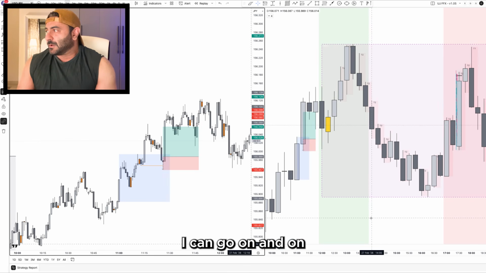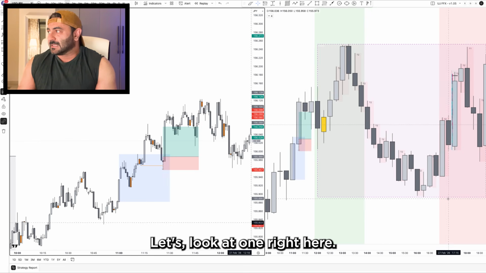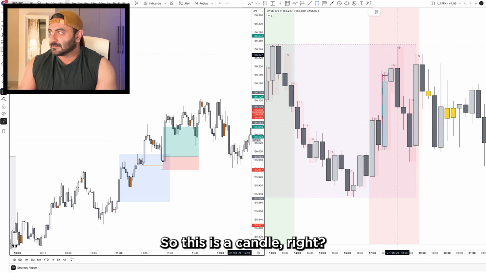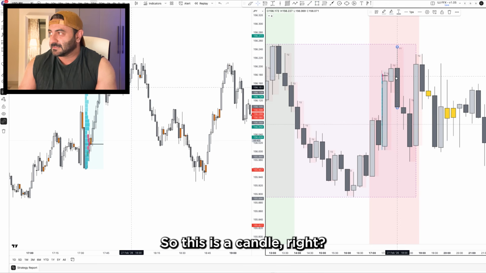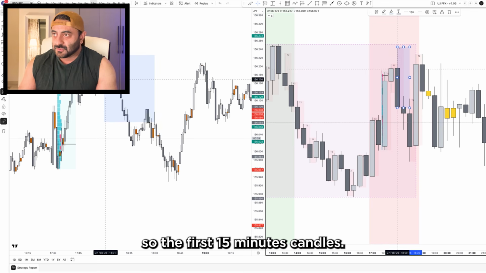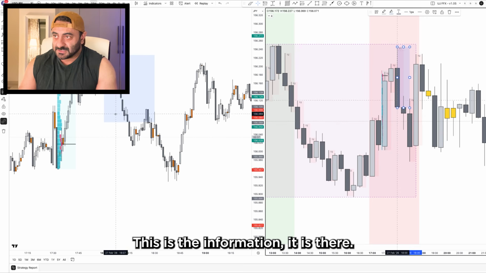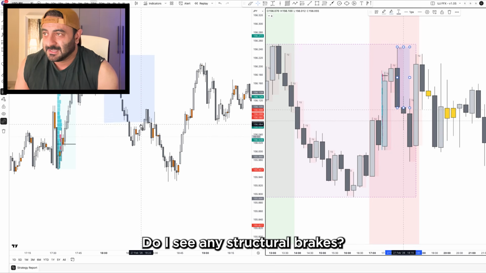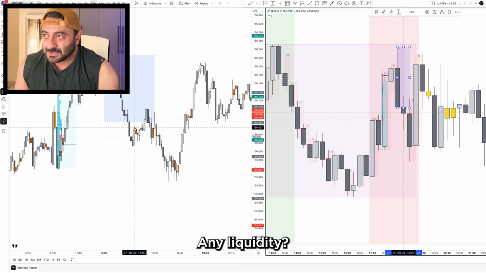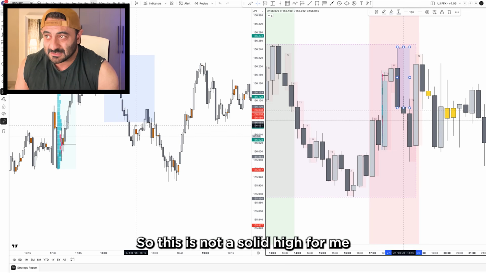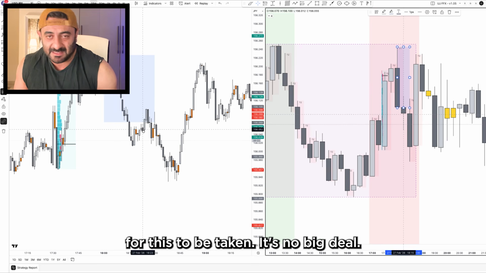I can go on and give you multiple examples. Let's look at one right here. So this is a candle, right? There. So the first 15-minute candles, this is the information, it is there. The pullback is happening. Do I see any structural breaks? Any liquidity? So if you say this is a high, this low never got broken, so this is not a solid high. For me, for this to be taken, it's no big deal.